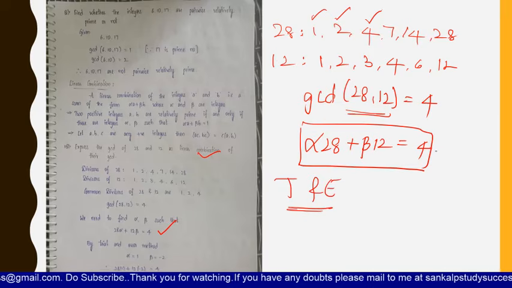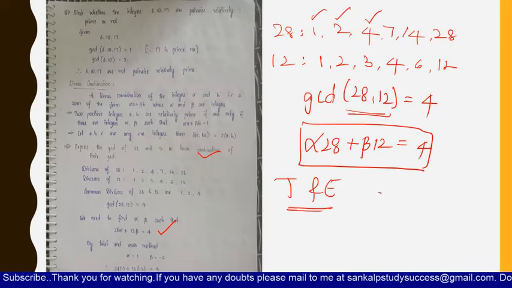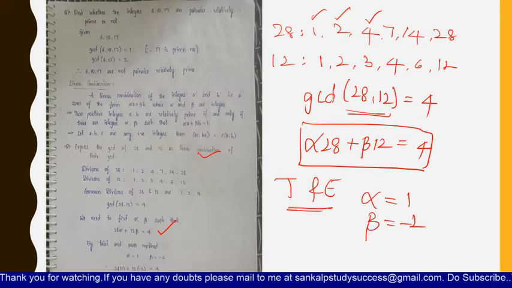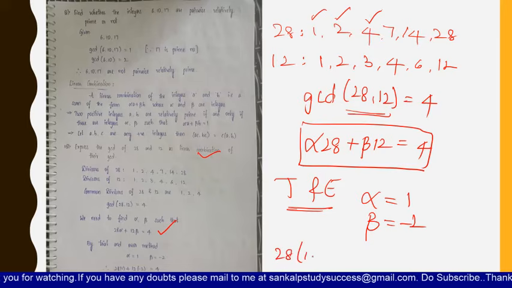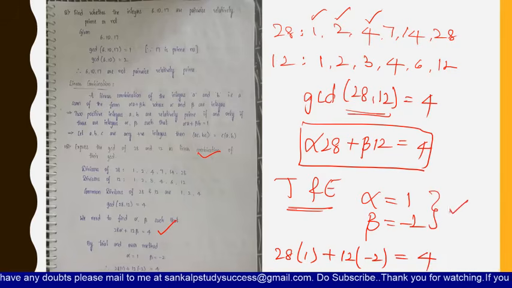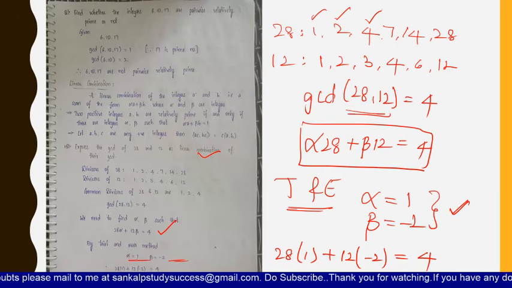See, the answer we need to get is 4. That means 12 twice is 24, correct? 28 minus 24 will become 4. That means if alpha is equal to 1 and beta is equal to minus 2, when you substitute 28 into 1 plus 12 into minus 2, it will become 4. Is it correct? Yeah. So these are the values of alpha and beta. Alpha is 1, beta is minus 2. So this is the most important question. You can also expect it for a 1 mark question.